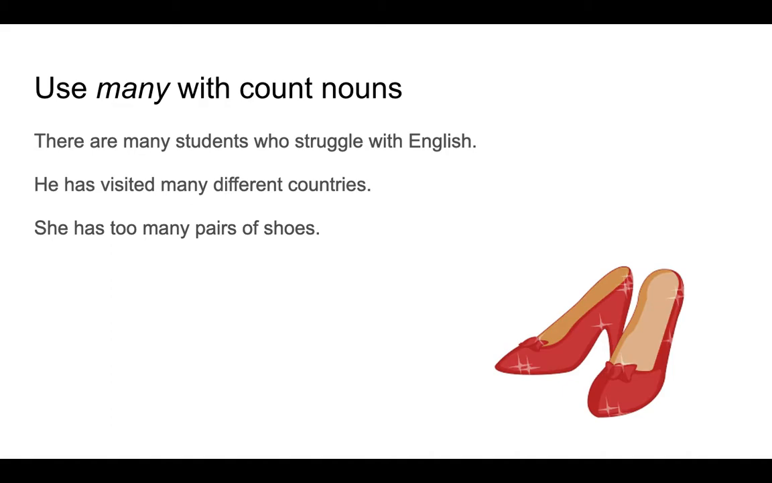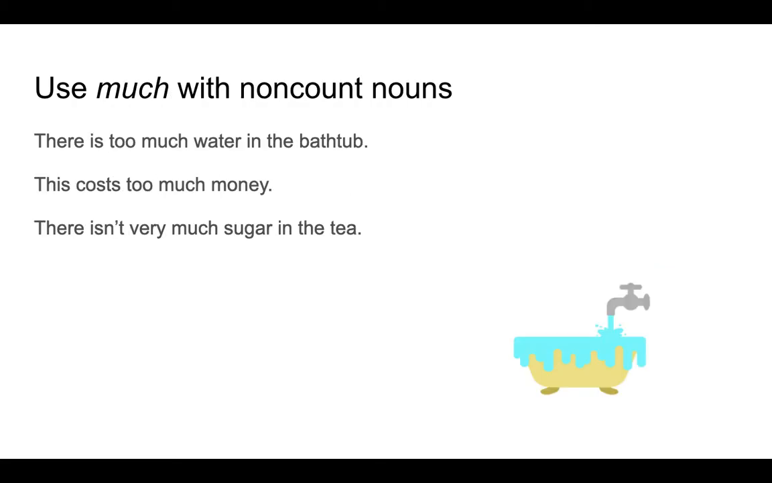So we use many with count nouns. A couple examples, there are many students who struggle with English. He's visited many different countries. She has too many pairs of shoes. And much is for non-count nouns. There's too much water in the bathtub. This costs too much money. There isn't very much sugar in the tea. So these are all non-count nouns, and that's why we use much. Water, money, sugar.